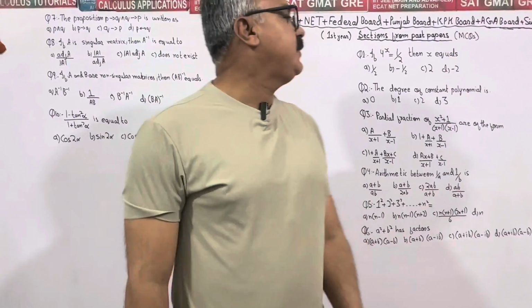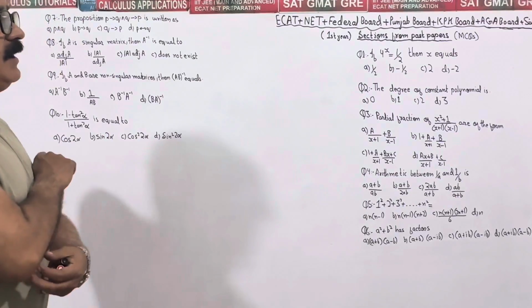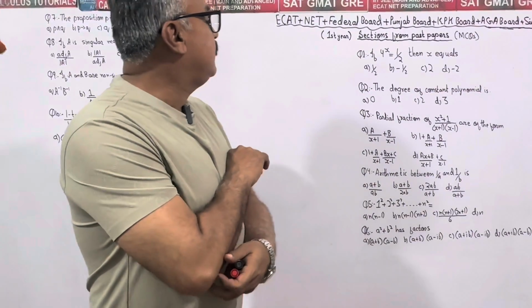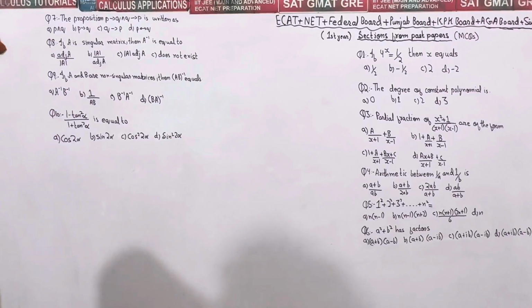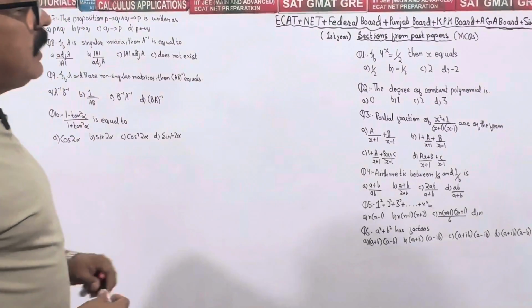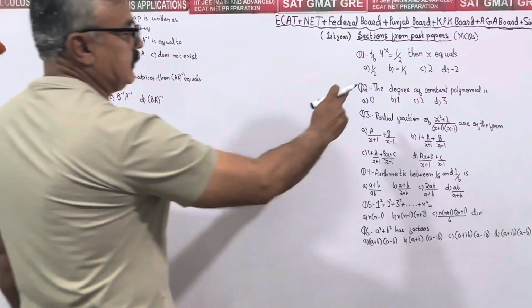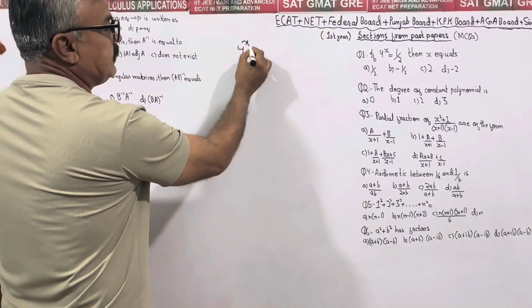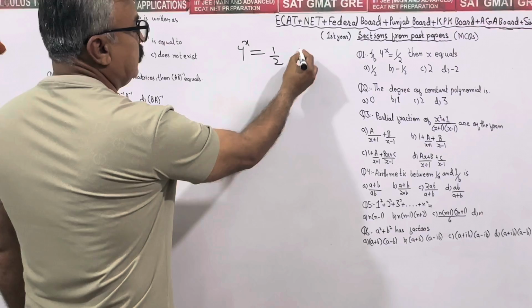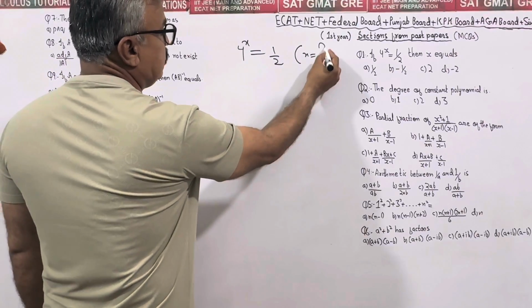In connection with the preparation of ECAT, NET, Punjab Board, Aga Khan Board, and Sindh Board, I have selected some questions for first year, and from past papers. Our question number 1 goes as: if 4 raised to x is equal to 1 upon 2, then what is the value of x?